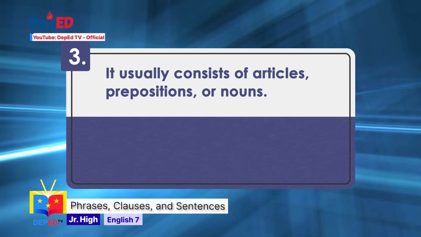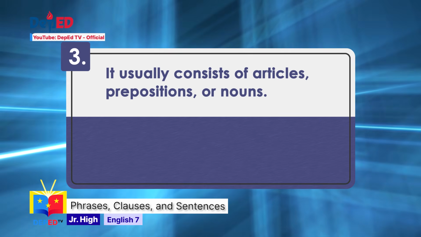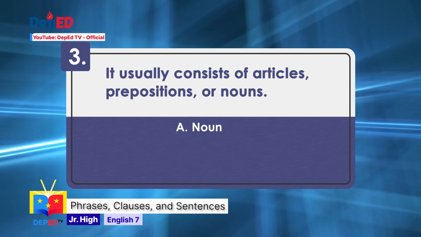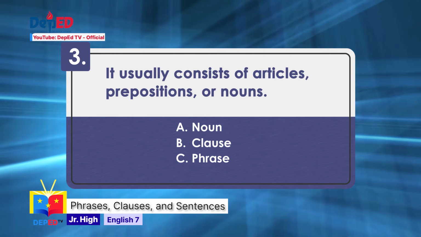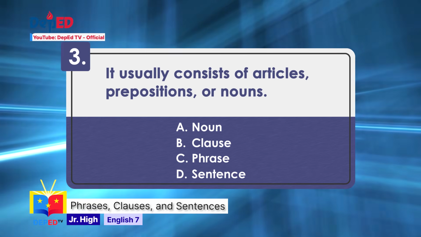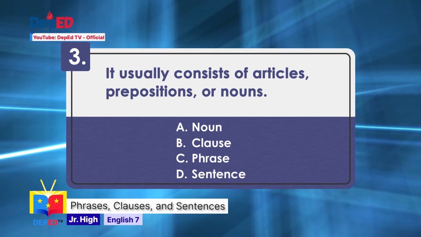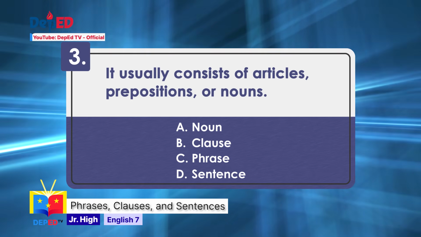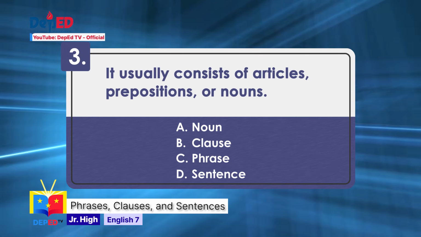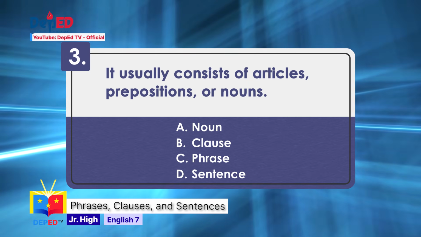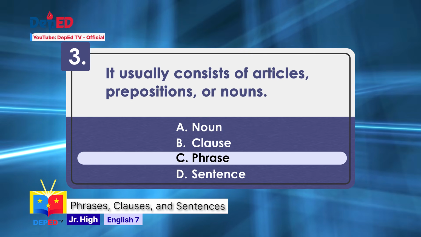It usually consists of articles, prepositions, or nouns. A, noun. B, clause. C, phrase. Or letter D, sentence. Yes, you got it right. The answer is letter C, phrase.